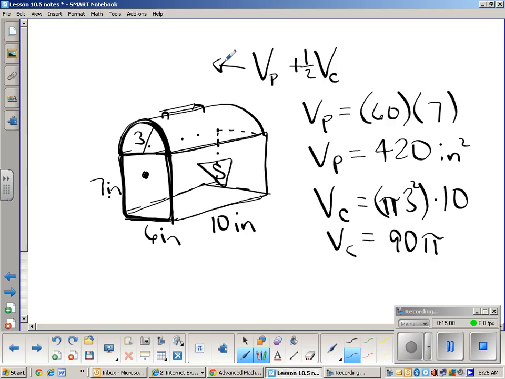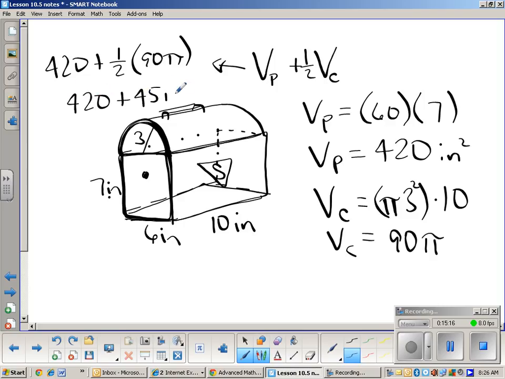So if we go back to this, we said 420 plus half of 90 pi. So if they said find the exact value or leave it in terms of pi, we would say 420 plus 45 pi inches squared. If they said round to the tenth, we just plug that in our calculator: 420 plus 45 times pi equals, and we round it off.